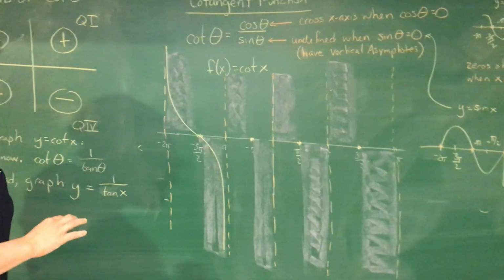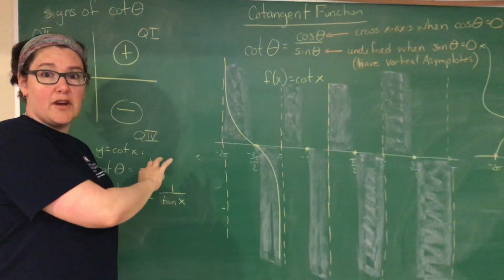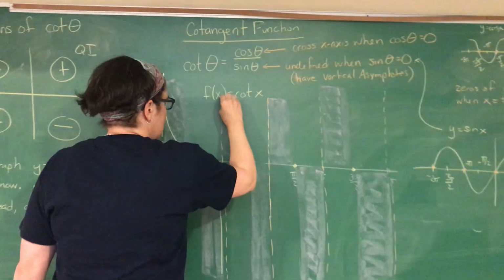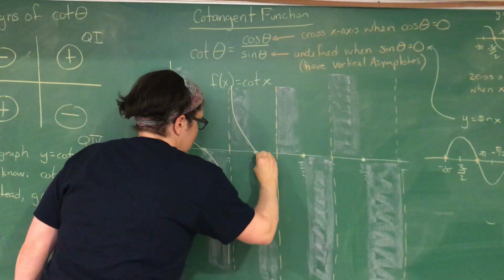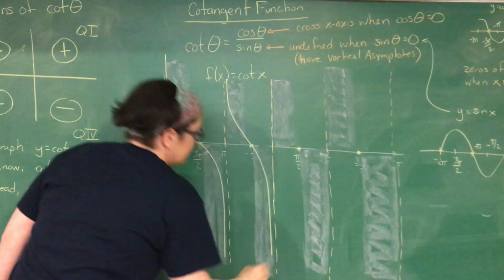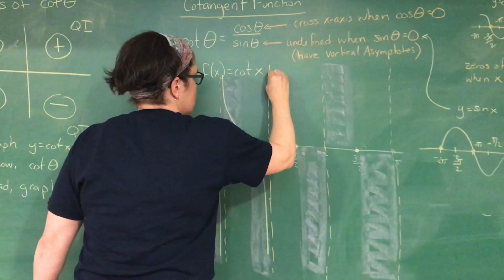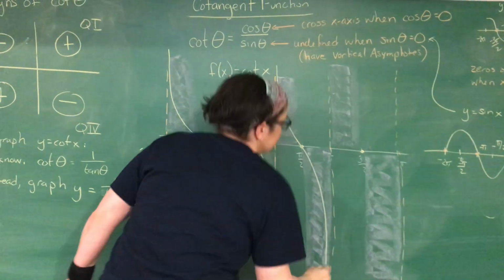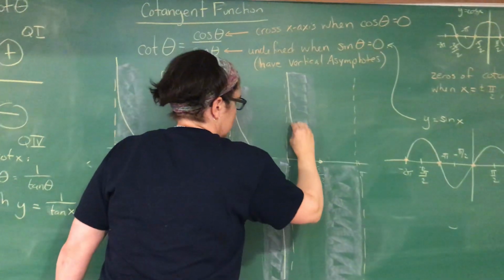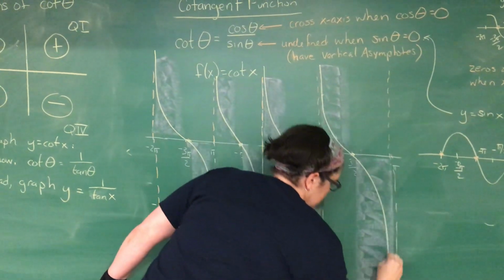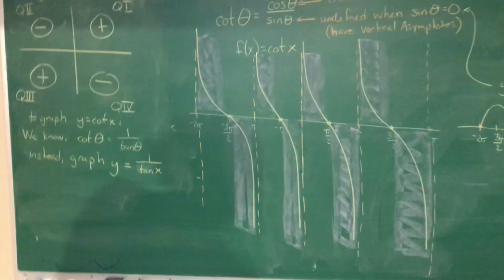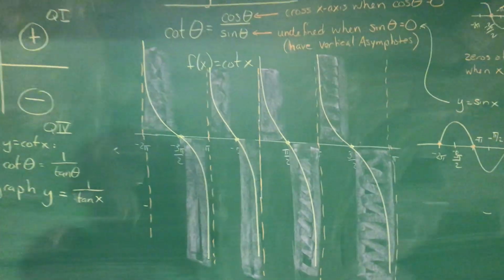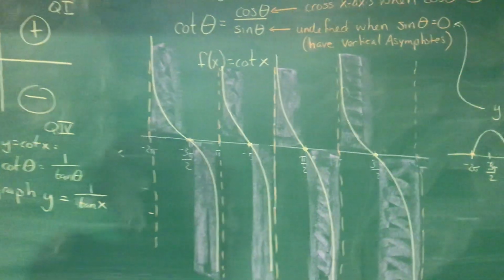Very similar kind of spaghetti-like structure to the y equals tangent function, but now these pieces are going downhill. They're decreasing along each branch rather than increasing or going uphill along each branch. So now we have a picture of f of x equals cotangent of x. All right.